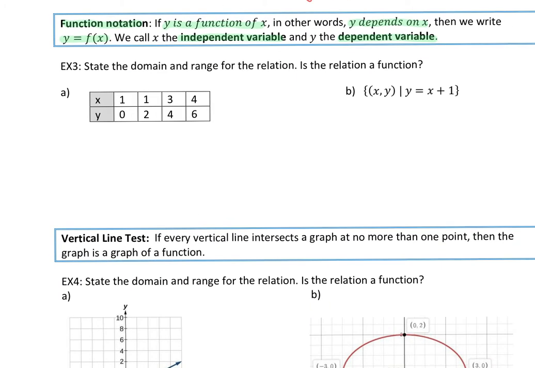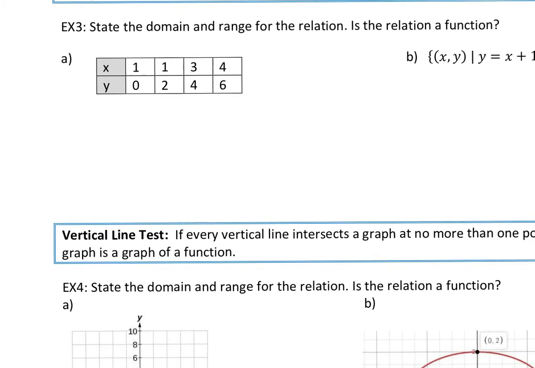Example 3, we want to state the domain and range for the relation, and then we're going to determine if the relation is a function. Part A, we have this table. I can see what the domain is by just looking at this table.